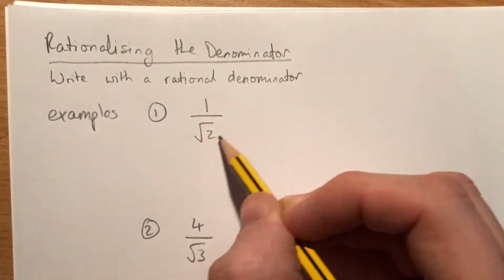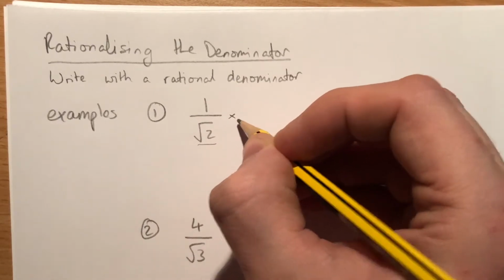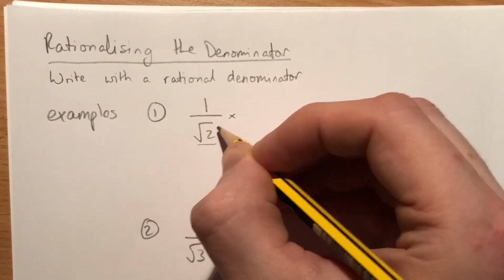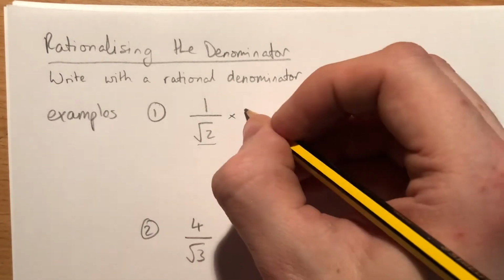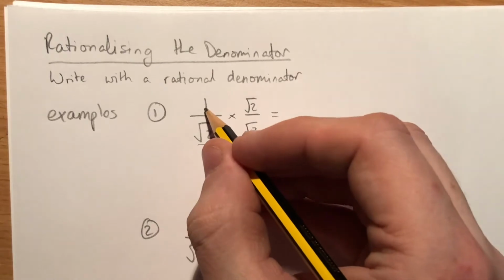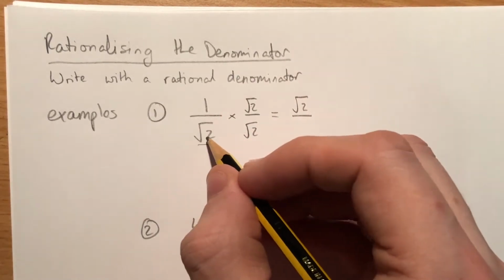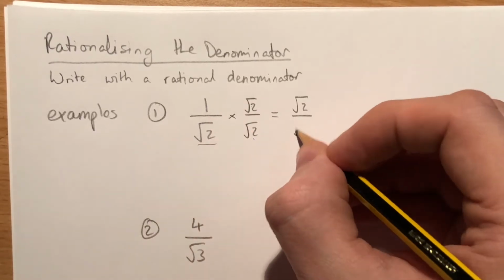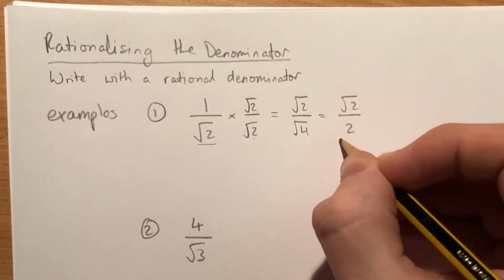So what we're going to do is just look at the surd that's on the bottom, and we're going to times this whole fraction, top and bottom, by the surd bit here. So the surd's root 2, we're going to times top and bottom by root 2. So on the top I've now got 1 times root 2, which is root 2. Root 2 times root 2 is root 4, but we know that root 4 is 2.